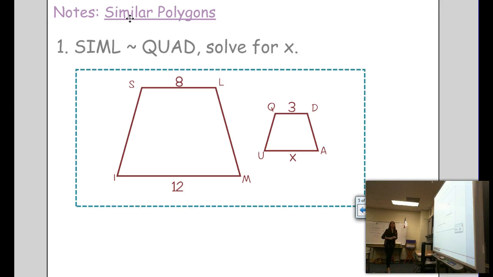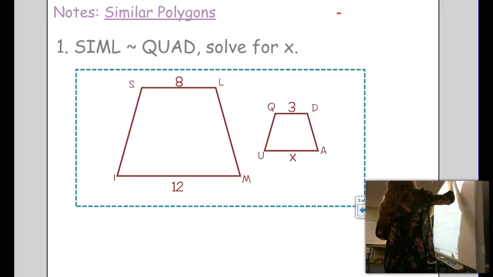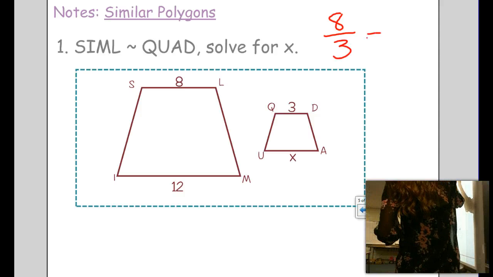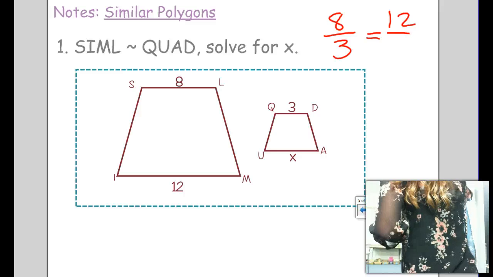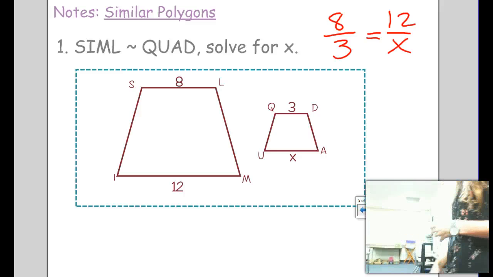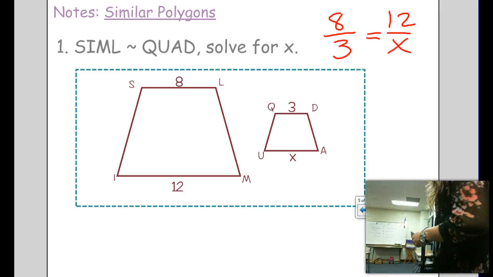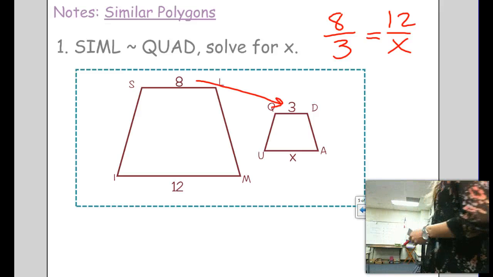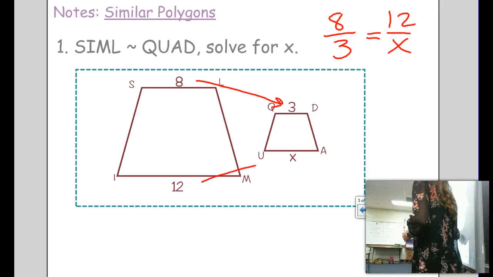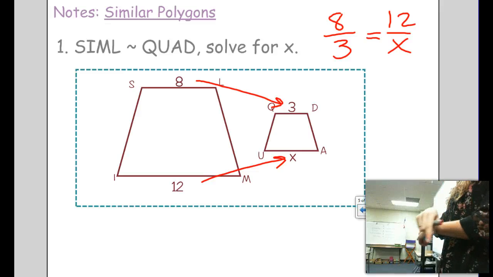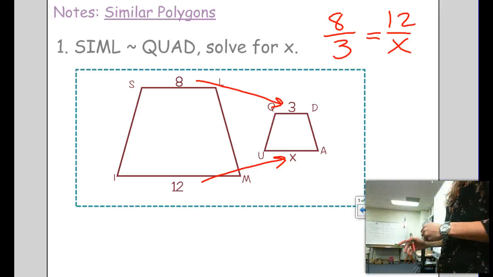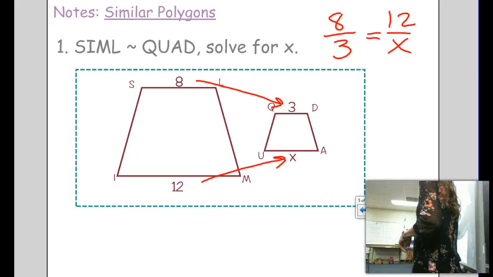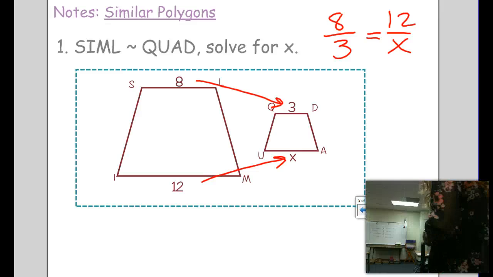So all we're going to do here is set up a proportion. We're going to say 8 is to 3 as 12 is to x. So the biggest mistake you can make here is you can set it up wrong. If I go from 8 to 3, then I have to go from 12 to x. I can't go backwards. I can't say 8 is to 3 as x is to 12. Can't do that. So if I go from here to here, then I need to go from here to here. I need to be consistent.